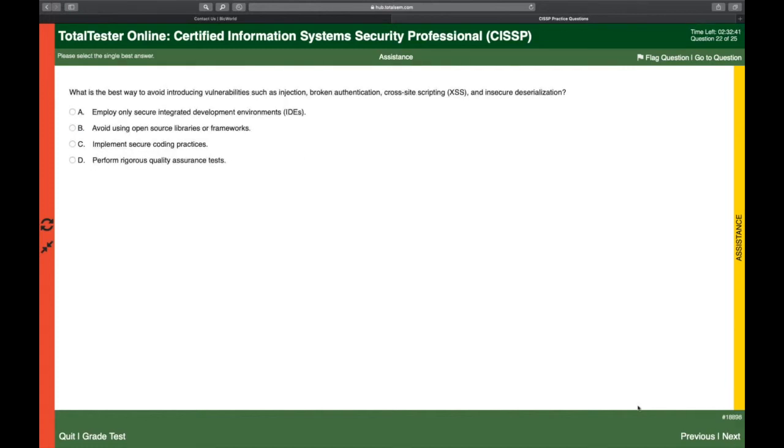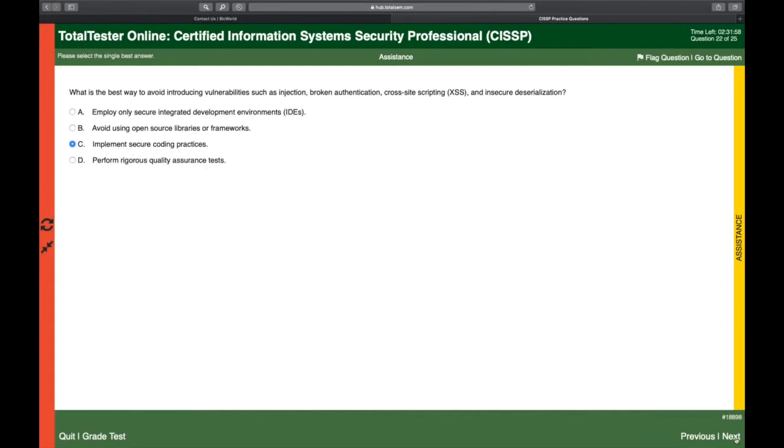22, what is the best way to avoid introducing vulnerabilities such as injection, broken authentication, cross-site scripting, and insecure deserialization? Ready. All right, go for it. Charlie. Yeah. Implement secure coding practices. Yeah, I think we've seen this one before. This is the more overarching answer, in my opinion.